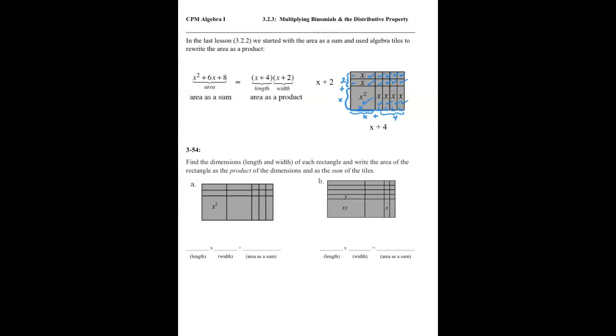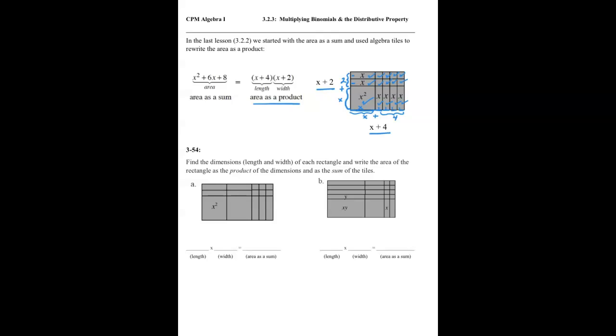So we can also express the area as a product. It's the length times the width, x plus 4 times x plus 2. In section 3.2.3, problem 3-54 has us do just that, again, with some generic rectangles. We're given, or we have to find rather, the dimensions for the length and width of each rectangle, and then write the area as the product of the dimensions and as the sum of the tiles.